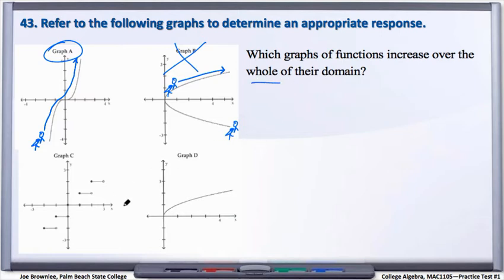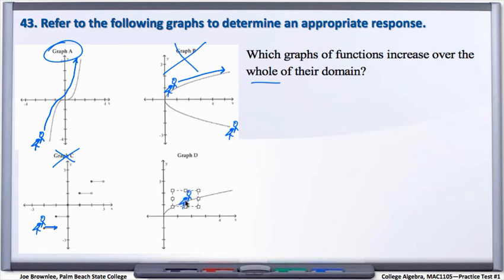All right, similarly with graph C, if we have an ant, we can put him at the start here, and as he walks, he's not going up or downhill, right? He's remaining on a flat surface, so he's staying constant. So graph C is not increasing over the whole of its domain.